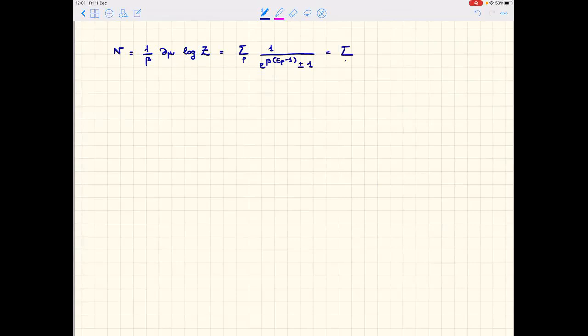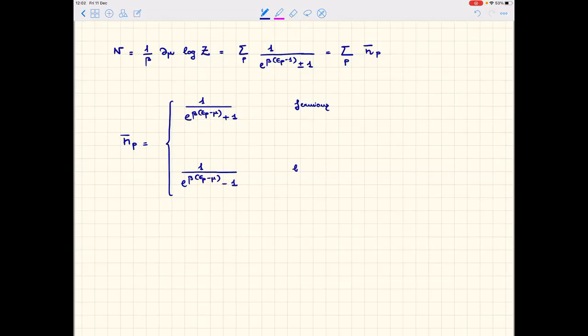Now, I can see this as the sum over p of the average occupation of each mode with momentum p, which tells us that n_p average is equal to 1 over e to the beta (epsilon_p minus mu) plus 1 for fermions, and 1 over e to the beta (epsilon_p minus mu) minus 1 for bosons.